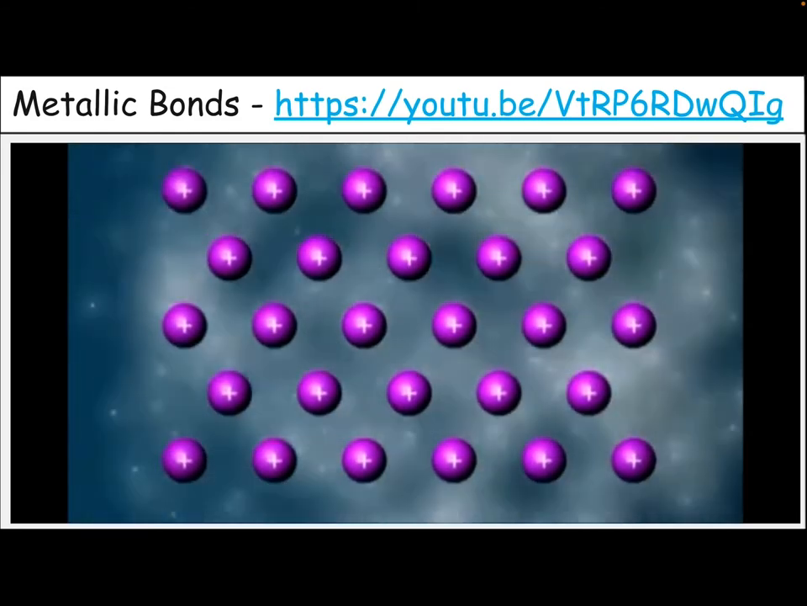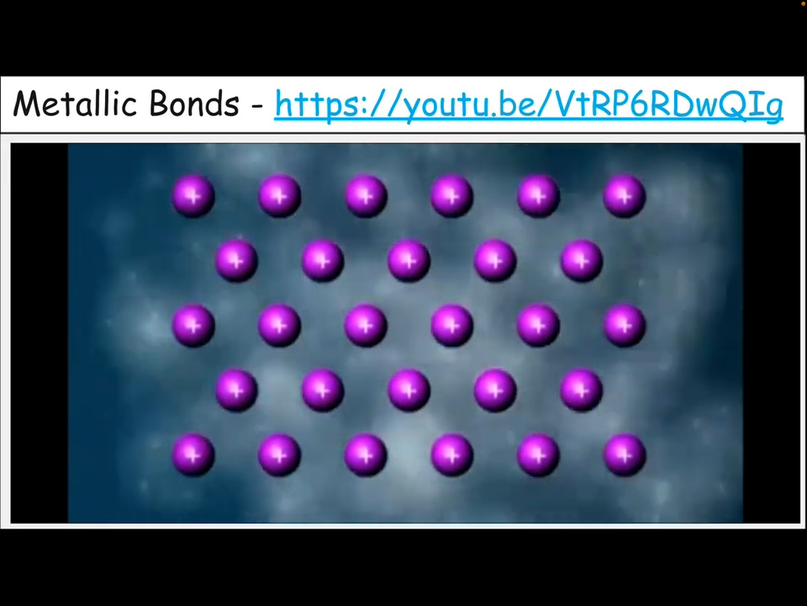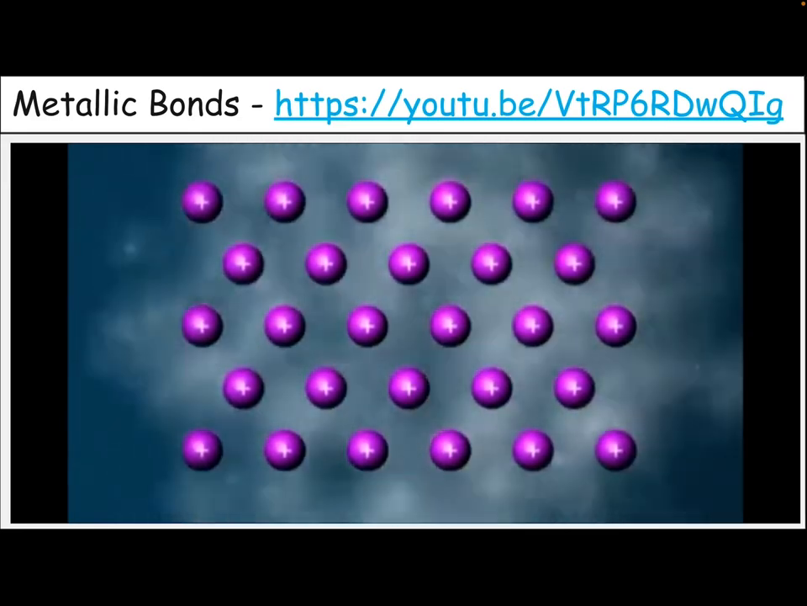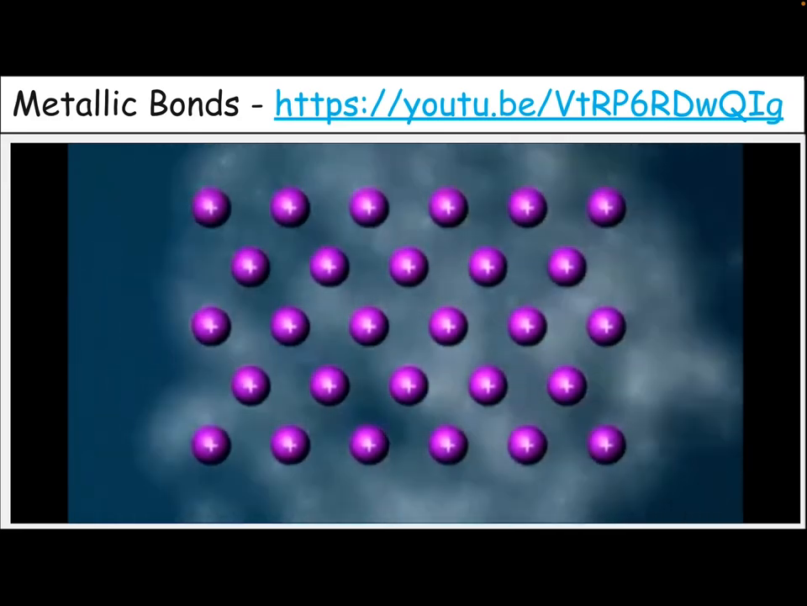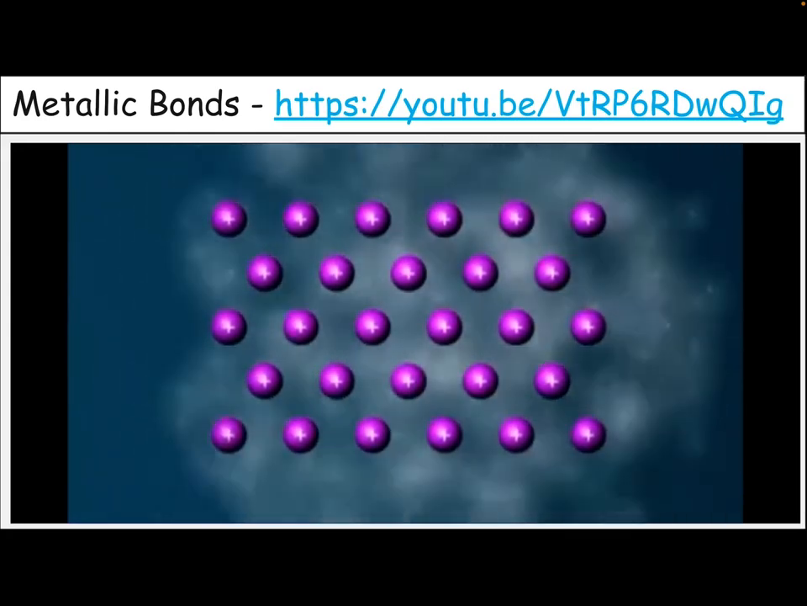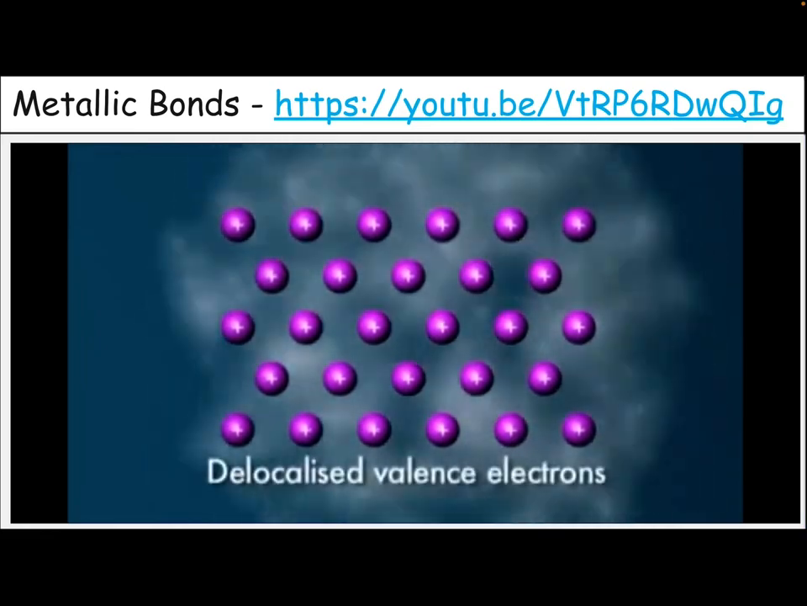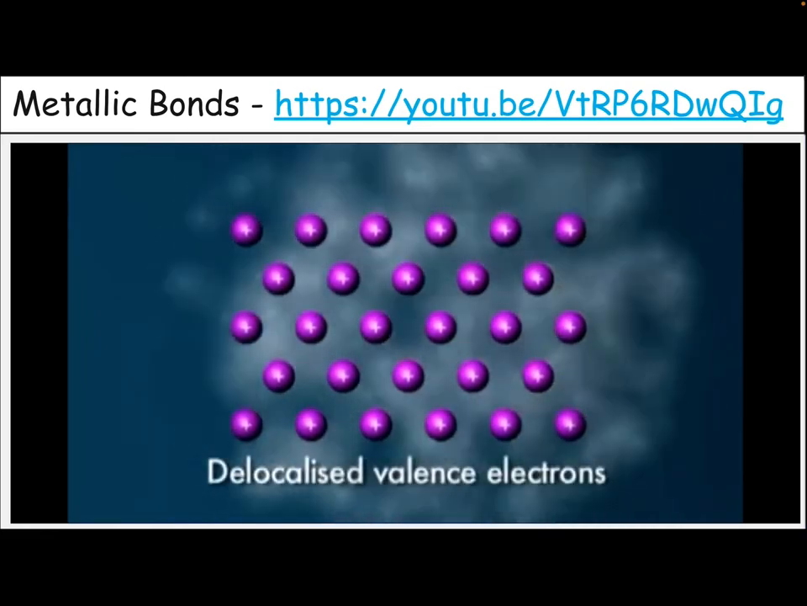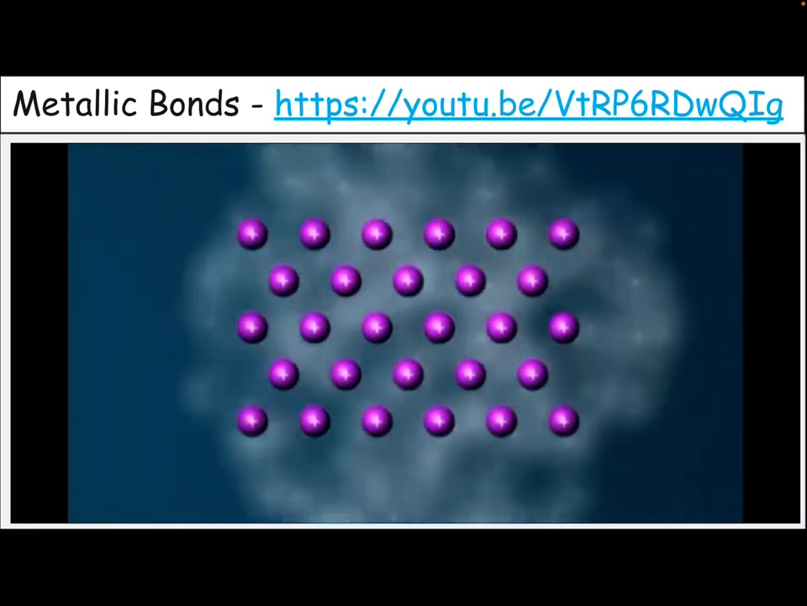This is because the loosely held valence electrons of metal atoms are delocalized. They are not bound to one atom. Instead, they can move through the lattice in all directions. A sea of delocalized valence electrons surrounds the crystal lattice of the cations.